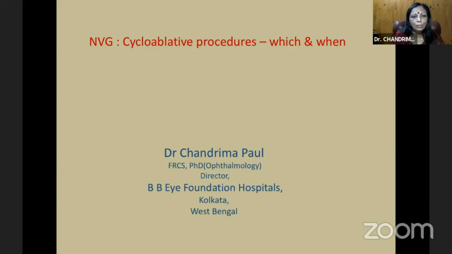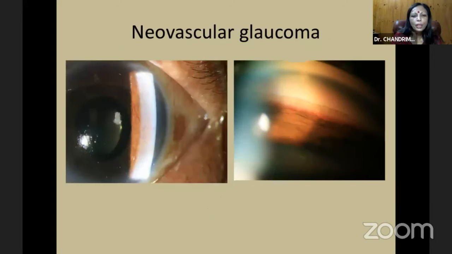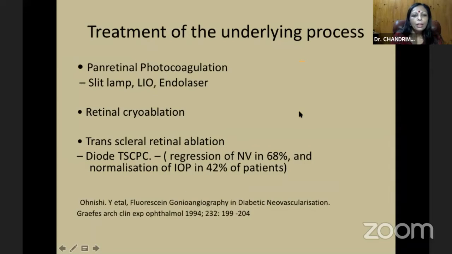I'll take everybody through neovascular glaucoma, cyclo-ablative procedures, which and when. Cyclo-ablative procedures, which and when. So that's neovascular glaucoma. On your left is rubeosis that you can see at the slit lamp, and on your right is the rubeosis in the angle on gonioscopy. So treatment of the underlying process is very important.